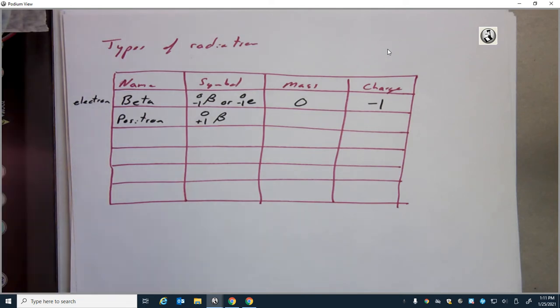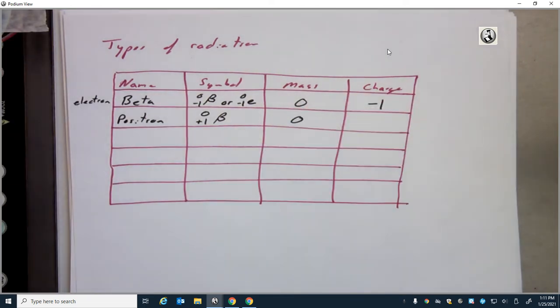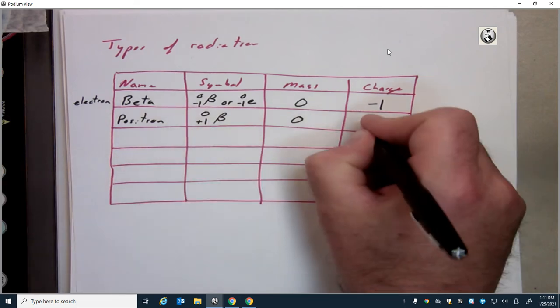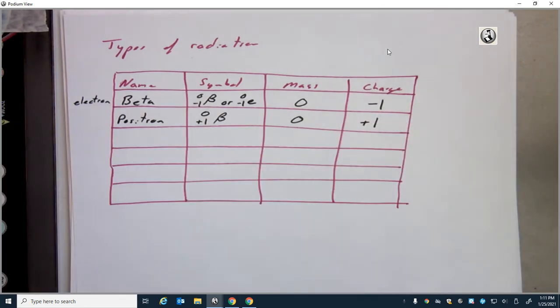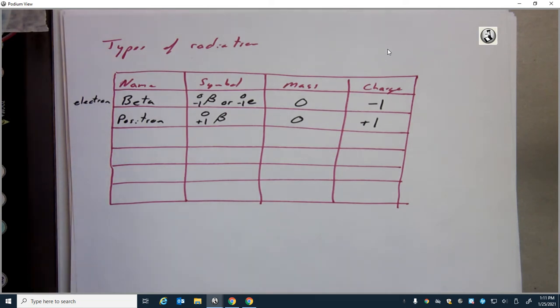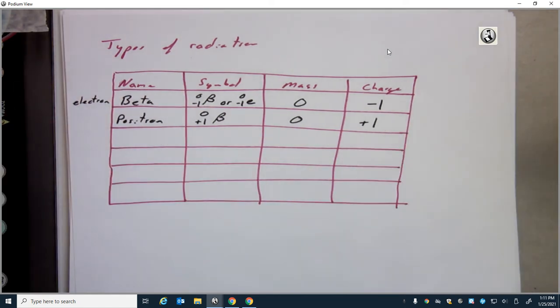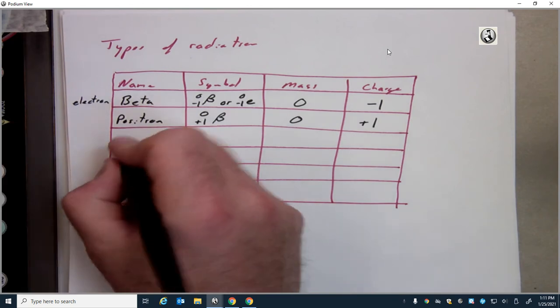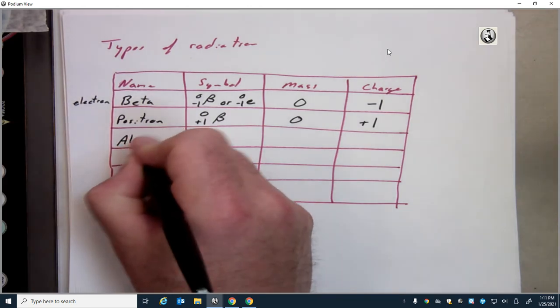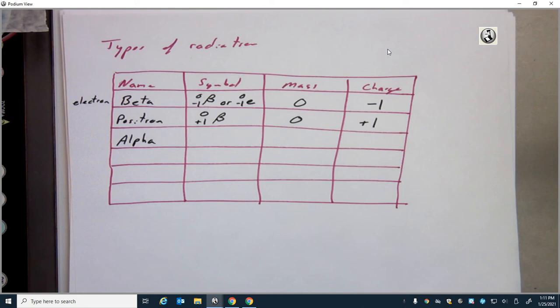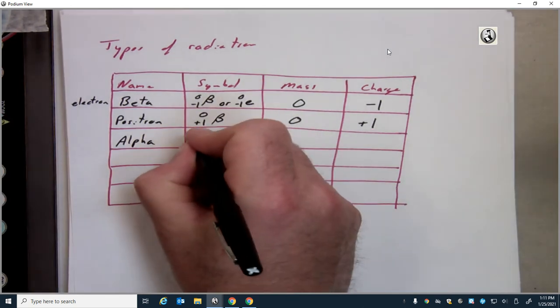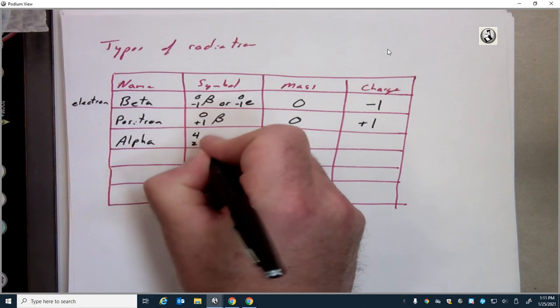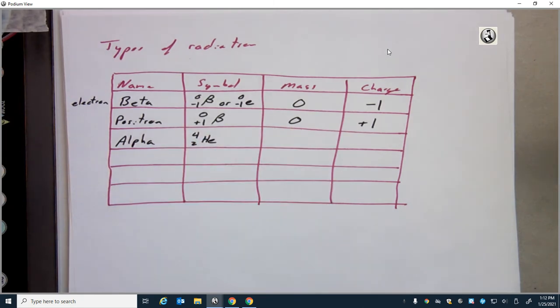Well, it's an electron, so its mass is still 0, but its charge is +1. And this is just another type of radiation that's given off. The third type of radiation we're going to talk about is alpha radiation. And this is a helium nucleus. Okay, so we'll use that.